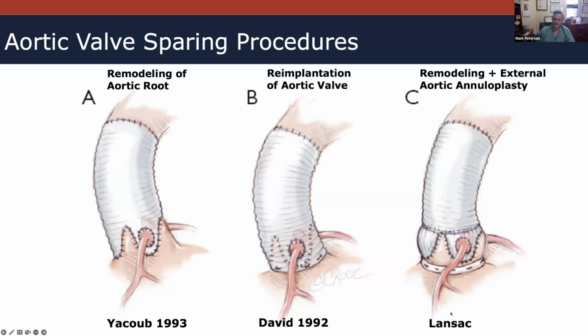So a surgeon in France by the name of Emmanuel Lansac combined sort of the best of both worlds, and it's basically a Yacoub with an external Dacron annuloplasty band, which provides annular stabilization, yet it allows for the physiological expansion of the root. So I actually do all three of these operations, and I think using a tailored approach to your patient is always the best option.